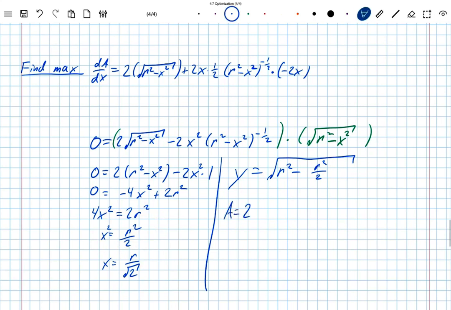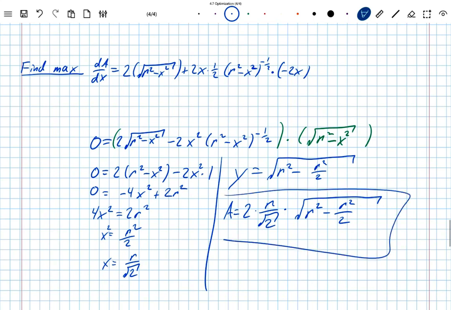A is equal to 2 times x times y. I'm sure that cleans up a bit. I know it cleans up a bit, but I'm probably going to leave it just like that. We put a lot of work into that answer, and I'm proud of it.